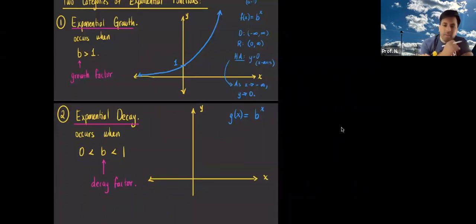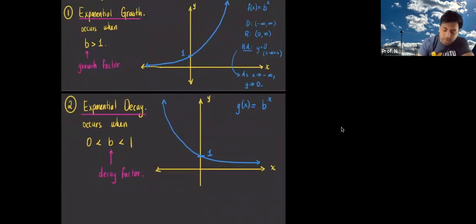B is greater than 1, so it cannot be 1. Actually, it can be 1, in terms of the function. So the decay is going to look exactly like the growth. It's just going to be flipped. It's going to be reflected. It's going to be something that looks like this. That's going to be decay.